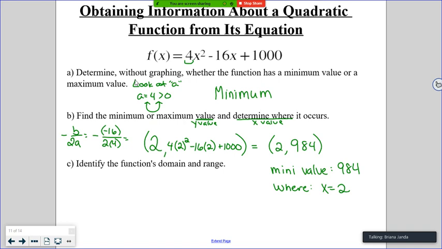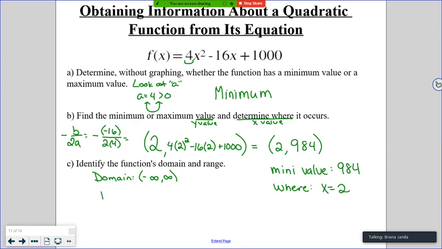Okay, so identify the function's domain and range. Let's talk domain. Is this a fraction? No. Radical? No. Radical on the bottom of my fraction? No. So what's its domain? Negative infinity to infinity. Don't forget old things we've already talked about. There's nothing special about the domain here. It's not a fraction, it's not a radical, it's not a radical on the bottom of a fraction.